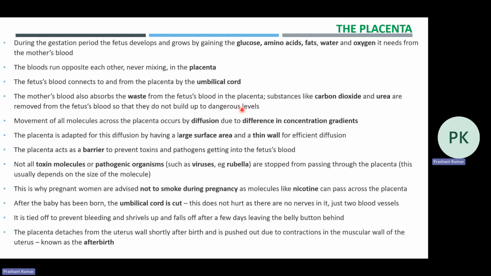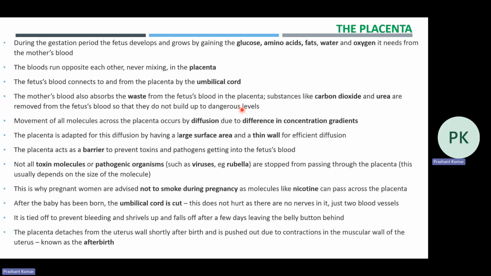The placenta also acts as a barrier for toxins. Some pathogens should not cross, else they will affect the fetus, such as some viruses like the rubella virus, right? So the placenta will stop the entry of the rubella virus. This is why pregnant women are advised not to smoke during pregnancy, right? Because smoke contains nicotine, which can cross the placenta and go to the baby. So we must avoid all these.